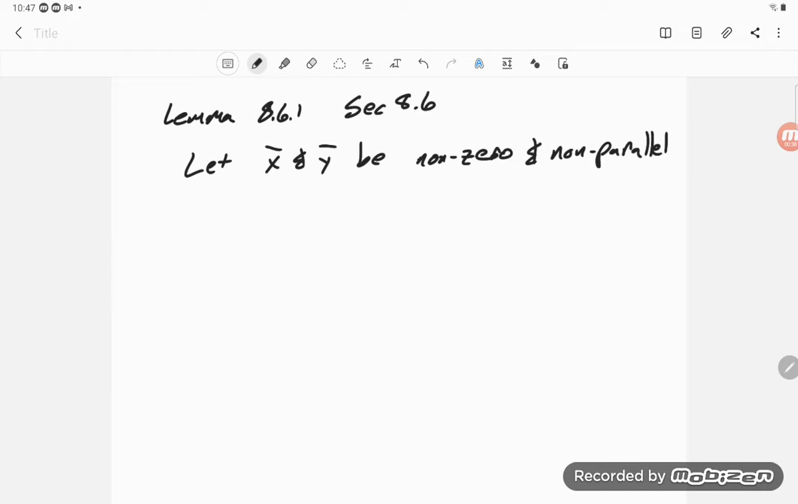Okay. If that's the case, then one is that I'm going to write it this way. They say z is a linear combination of x and y, so I'm going to write z is c1x plus c2y if and only if, so two f's there, if and only if z is perpendicular to x cross y.